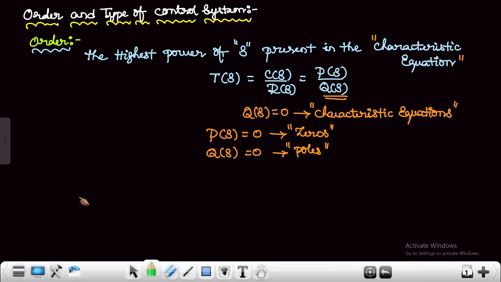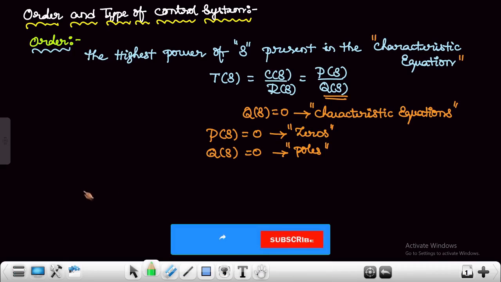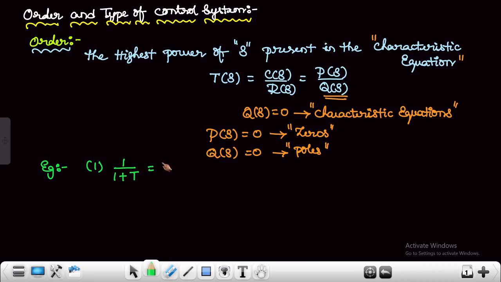Let us consider one simple example. The first one I am taking is 1 by 1 plus t. Here there is no power of S, but we can write it as 1 plus S to the power of 0 into t. Something to the power of 0 we call 0 order. So the order will be 0 order here.